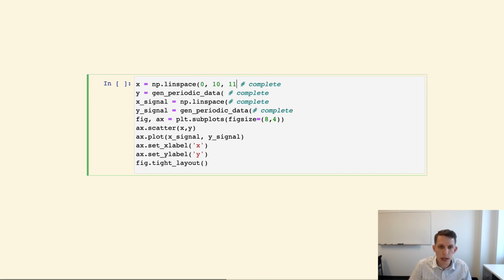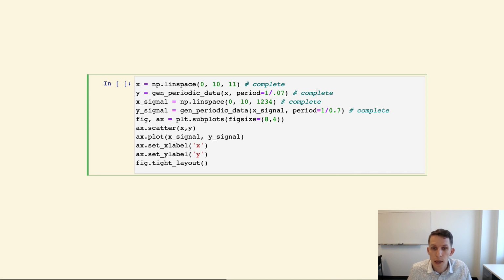So we have a grid from 0 to 10 with 11 points. And then we want to generate data at x with a period. We set a frequency of 0.7, so our period is 1 divided by 0.7. And our signal is going to be from 0 to 10 with 1, 2, 3, 4 points. And our y signal is going to be generated at x signal and a period equal to 1 divided by 0.7. And I just noticed a quick typo. This should be 0.7. The plotting is there for us, so we can execute this cell now.